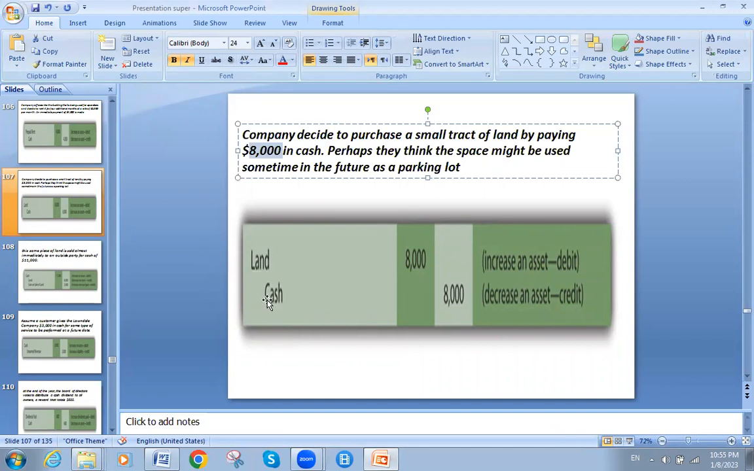Now the cash, because we bought the land, is reduced by 8,000. Our cash is down 8,000. So a decrease in cash is a decrease in an asset, so that would be credit. For that reason, the cash is credit and the land is debit.